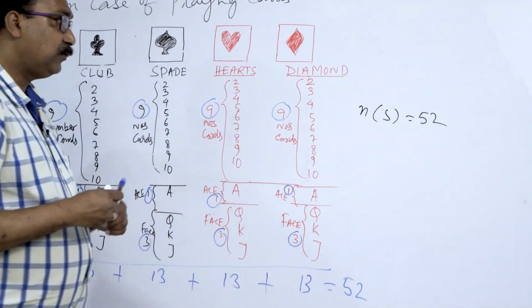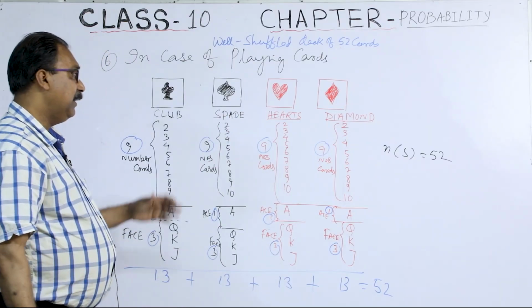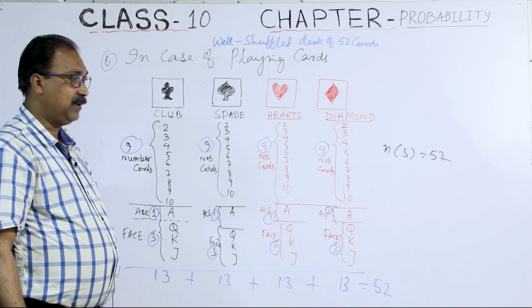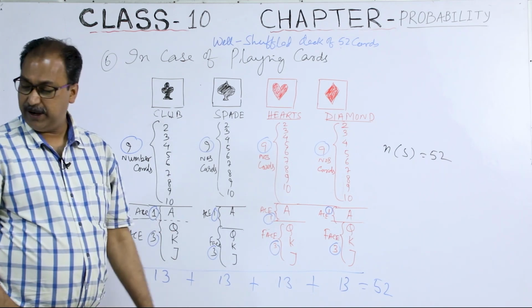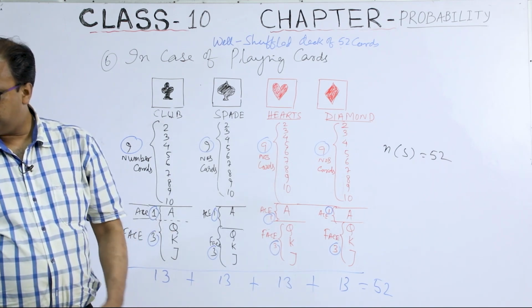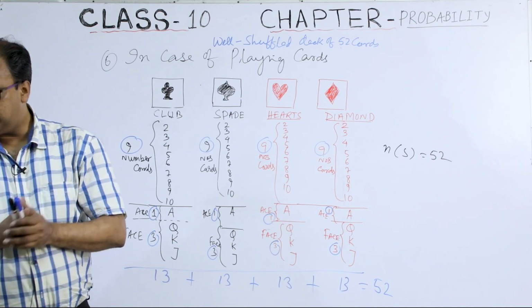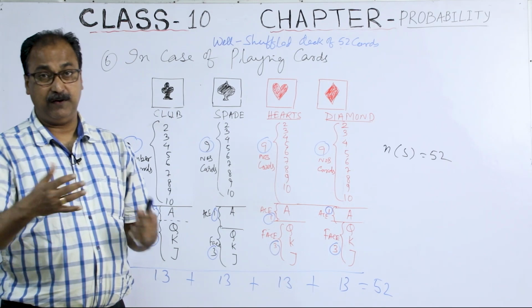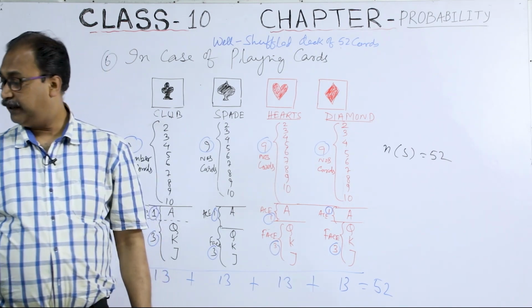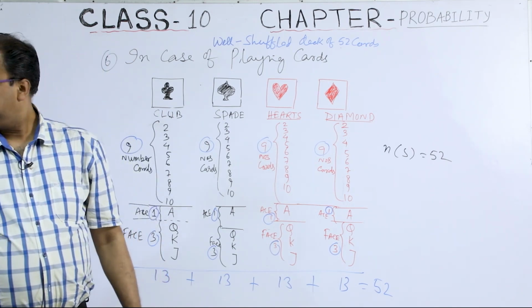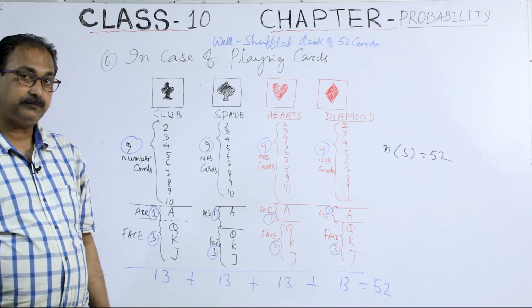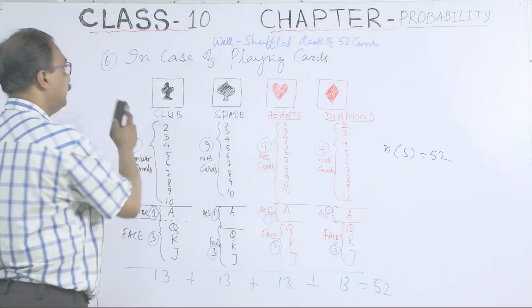You understood? So this is the way we can develop the playing cards. Understand? You can copy down nicely. It's very important for the area of playing cards. Now we have to discuss favorable cases, favorable outcomes. Clear? Understood? Okay. Now we'll wrap this part.